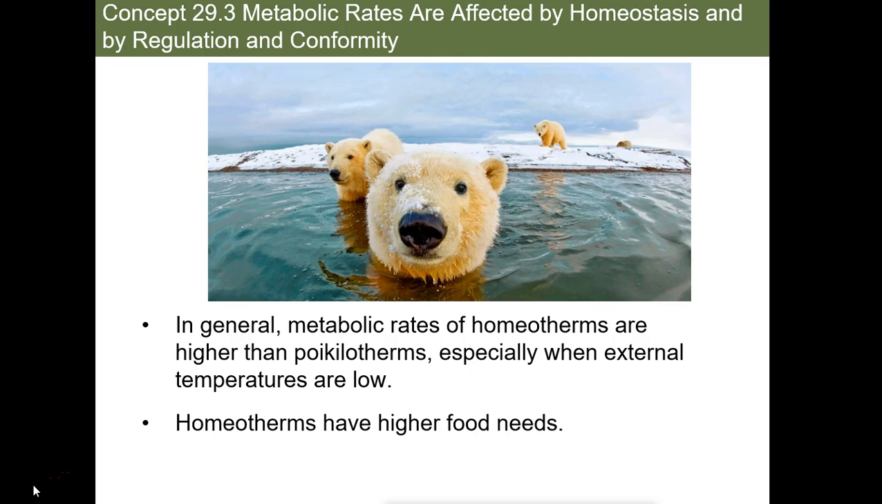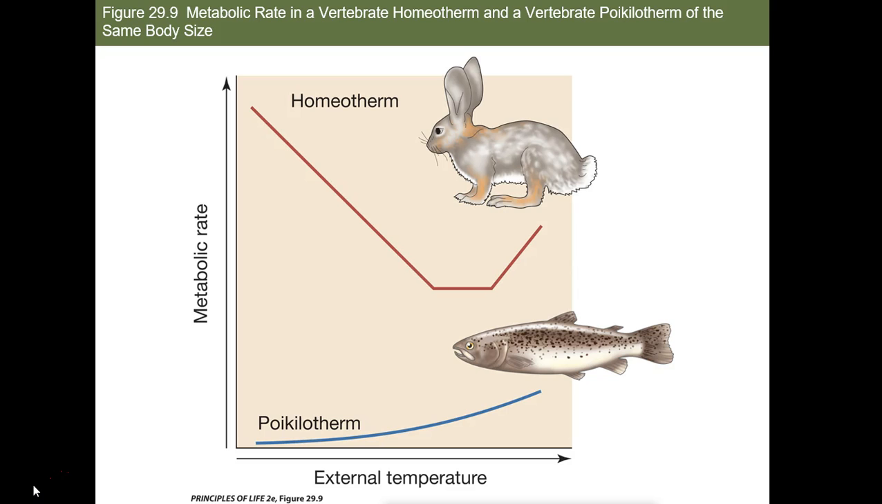Usually, metabolic rates of homeotherms are higher than poikilotherms, especially when temperatures are low. Homeotherms have higher food needs because of this. To illustrate the previous point, you can see the rabbit at the top of this graph has higher metabolic needs when it's colder. This is because it needs a higher metabolism to maintain its internal environment in cold conditions.